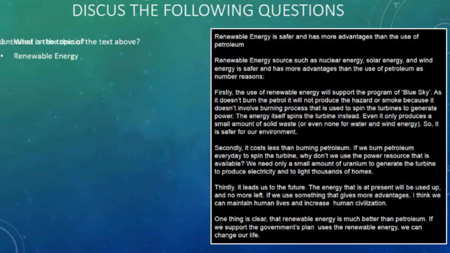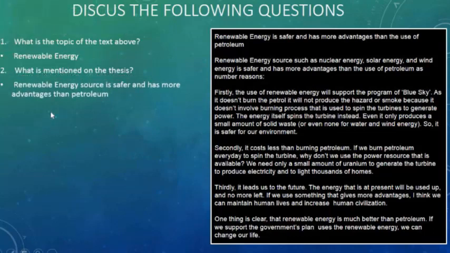Second, what is mentioned in the thesis? Okay, which one is the thesis? This one? No. This is the thesis. It says renewable energy sources such as nuclear energy, solar energy, and wind energy are safer and have more advantages than the use of petroleum for a number of reasons. So we would like to answer this question by saying renewable energy sources are safer and have more advantages than petroleum.